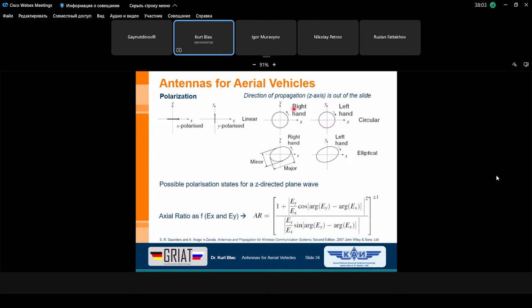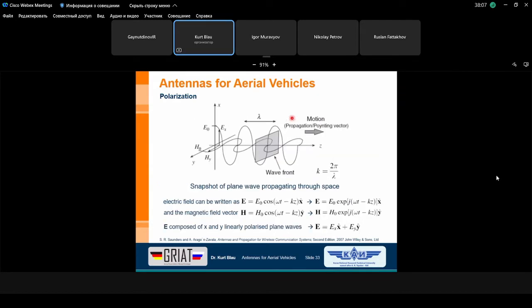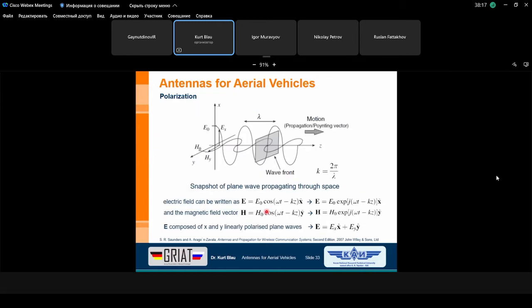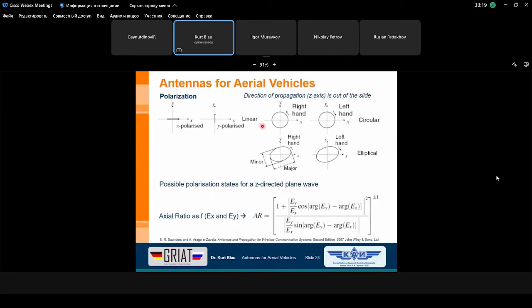And here we have again what is written here on the basis of this polarization vector, right-handed and left-handed. And this is what I want to explain. Then you have here the components of y and x.